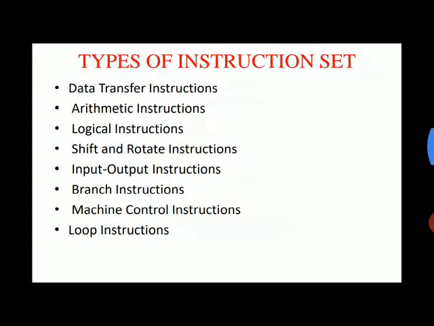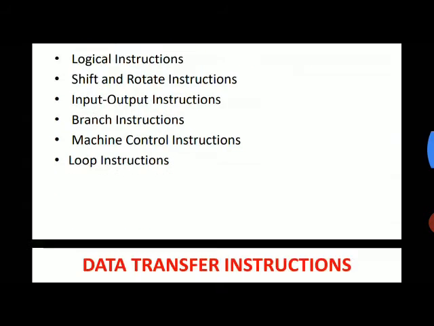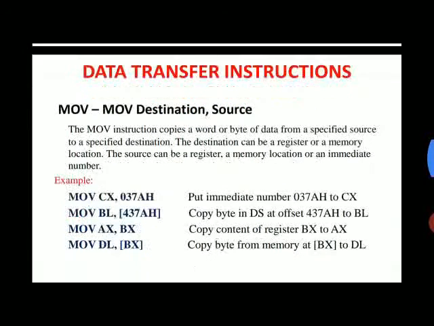They are data transfer instructions, arithmetic instructions, logical instructions, shift and rotate instructions, input and output instructions, branch instructions, machine control instructions, and then loop instruction. Now we can see the basic classification. The first one is data transfer instruction.